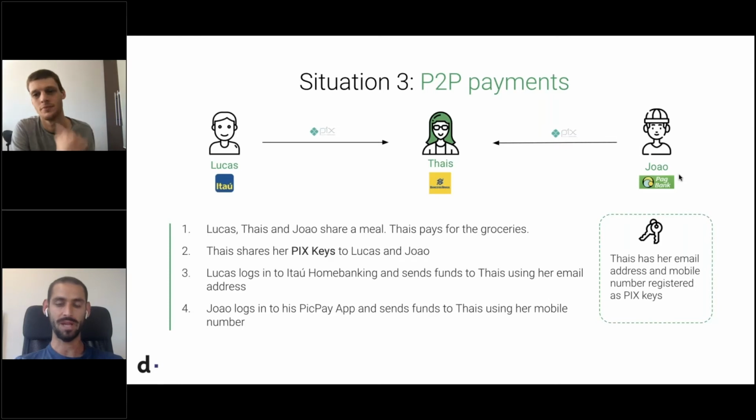So both of them get into their own bank account or wallet, in either Itaú, PAC Bank, or any other, will input Thais' PIX keys that she did share, make a transfer to those keys, input the amount that they need to send, and through the PIX system the payment will reach Thais in her Banco do Brasil account.